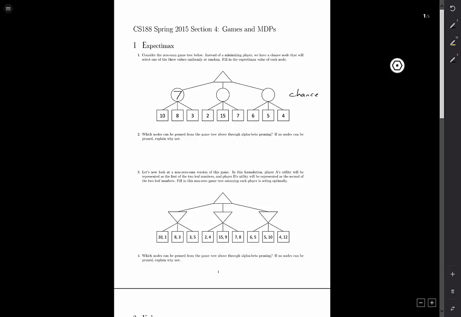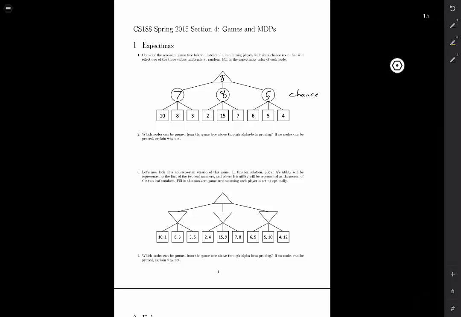Now we go to the next one. Because it's uniform random, we can sum them up and divide by the number that we sum by. So 2 plus 15 is 17, plus 7 is 24, divided by 3 is 8. And the last one is 6 plus 5 plus 4 divided by 3. That gives us the mean of 5. And the maximizer will choose the best one, which is 8.